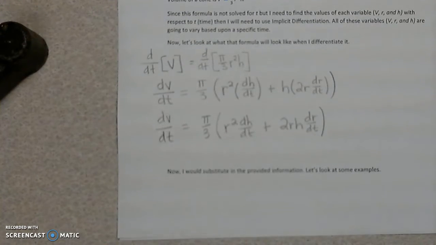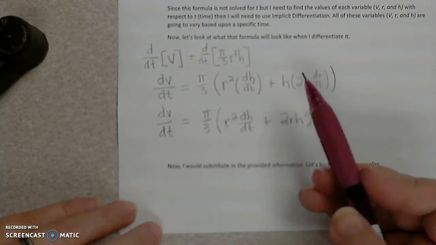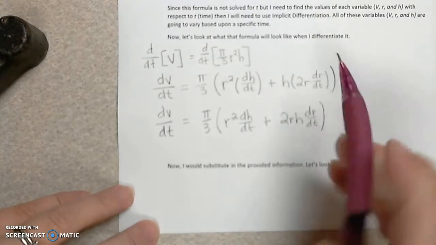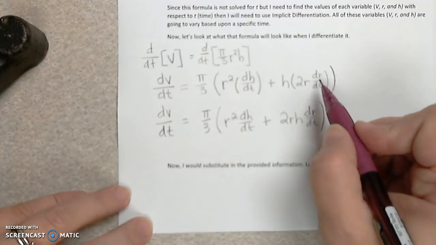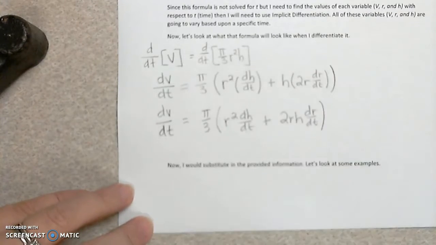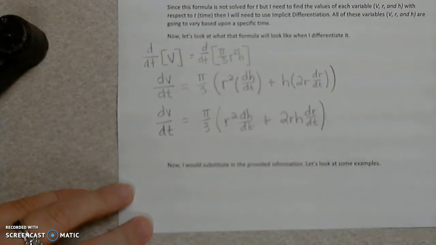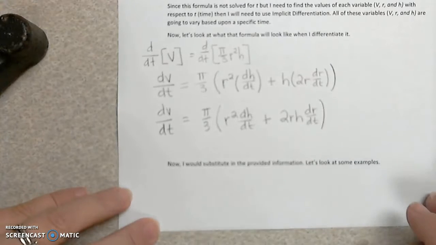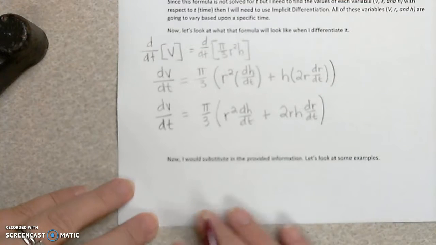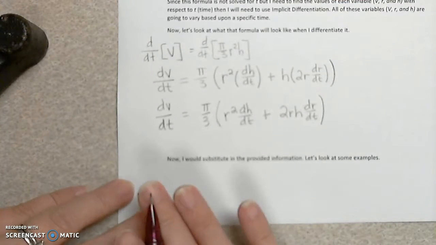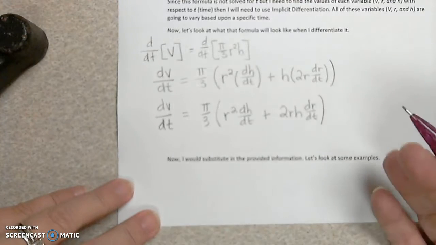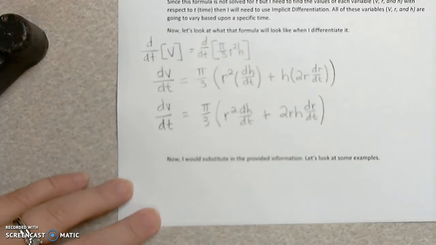Now in the problem, they're going to give you some rates. They may give you the radius of the cone, they may give you the height of the cone, they may give you something to do with the way the radius is increasing or decreasing, or it may have to do with height. So you're going to be filling in for something and solving for one of the variables. I may be solving for V, I may be solving for r, or I may be solving for h. I just have to look and see what the problem is giving me.